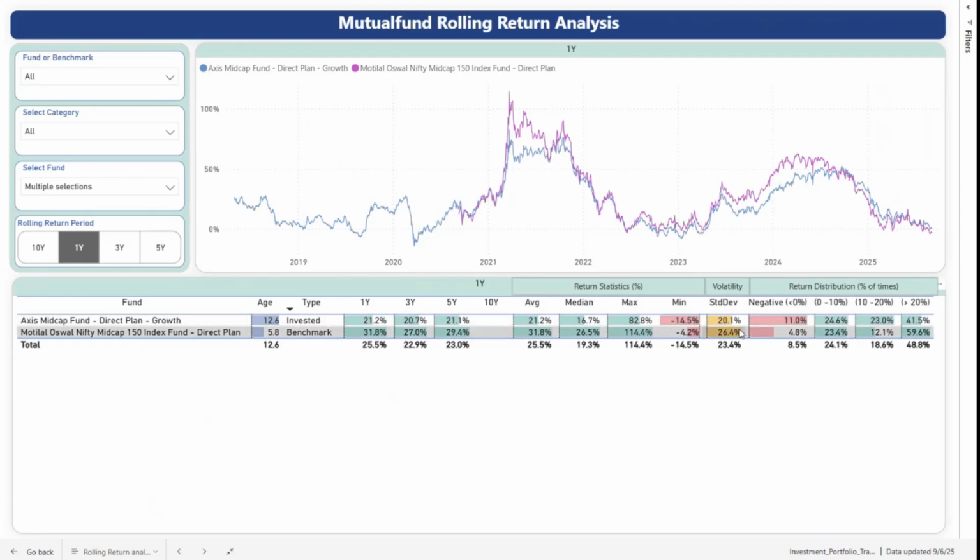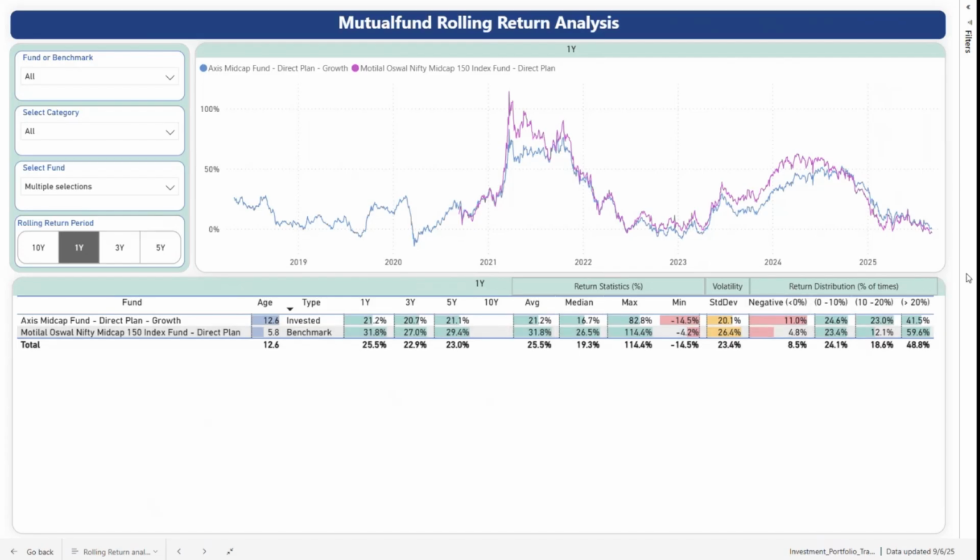Axis Midcap is 20 percentage, Motilal is 26 percentage. What it means is that the return, between your min, max and average, is fluctuating way higher than Axis Midcap. Your volatility is 20% here, and here it is 26%. Which means Motilal Midcap 150 is too volatile, too much risk, and you are getting a better return. But all of that depends on when you enter and when you exit.